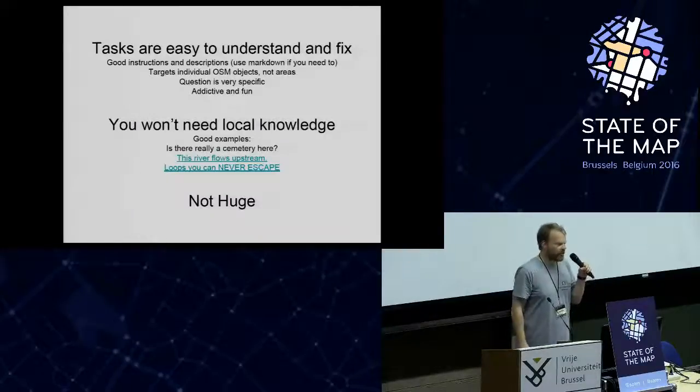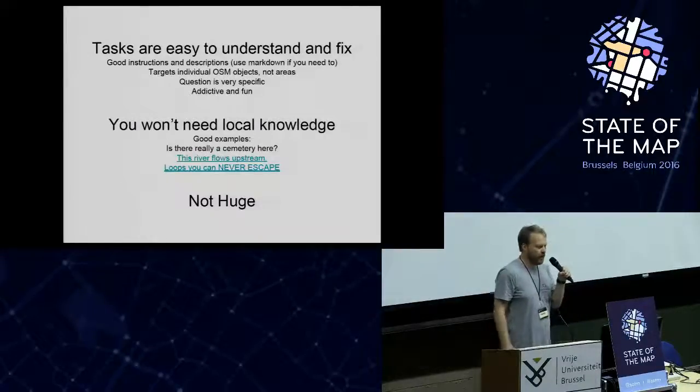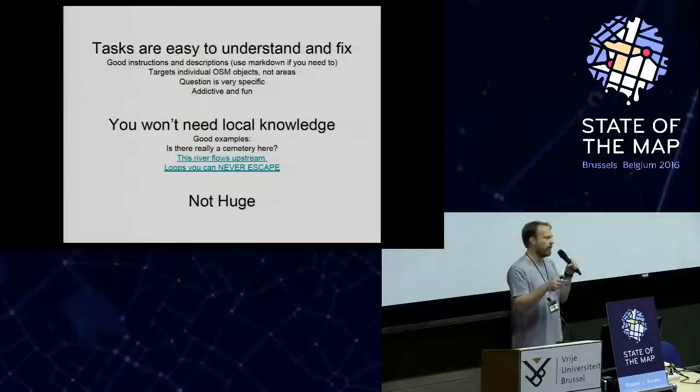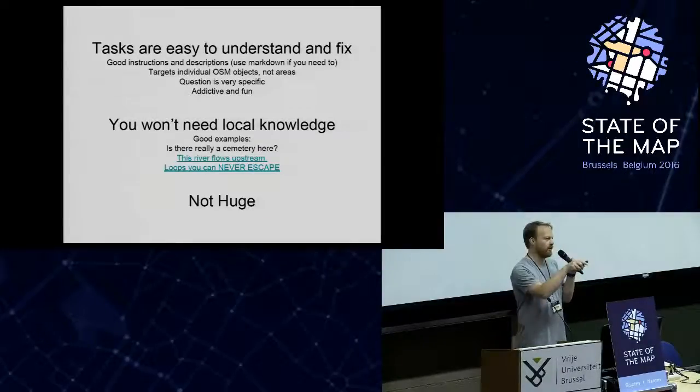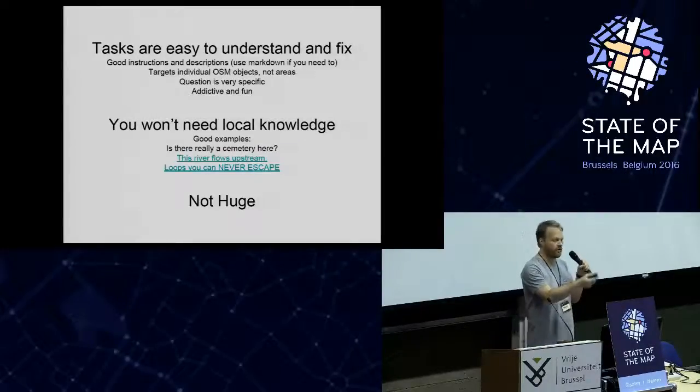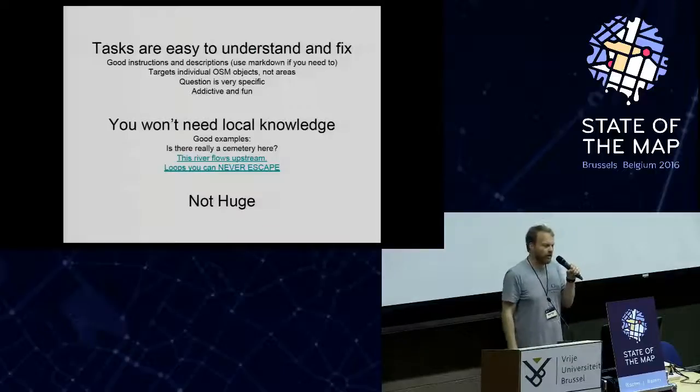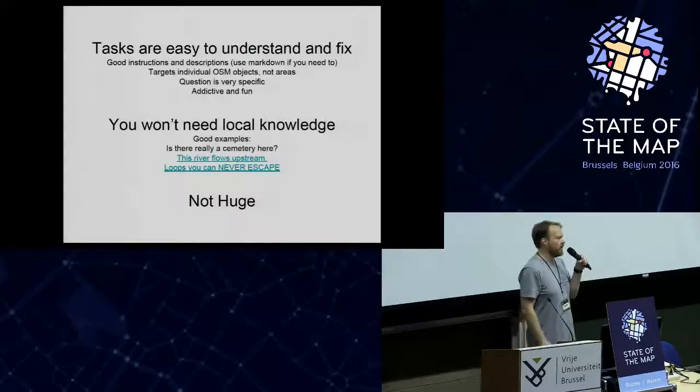It needs to be simple in the sense that it targets individual OSM objects, not whole areas, so that we have the Tasking Manager for that, right, to fix entire areas of stuff. You need to be very specific. I want this object fixed this way, this relation, this node. The question also needs to be specific, not like, can you improve this way? No, you have to be very specific.